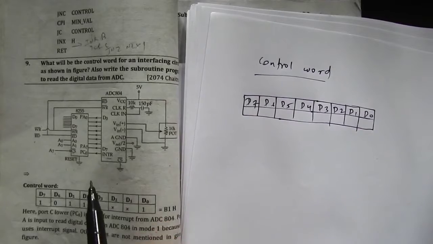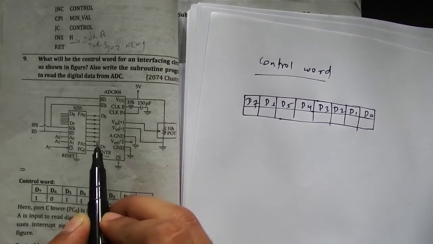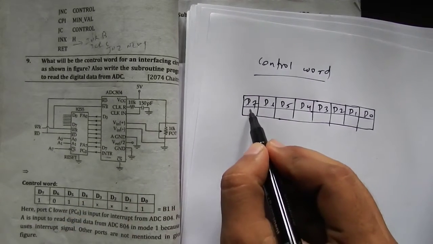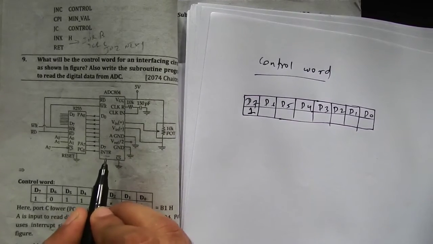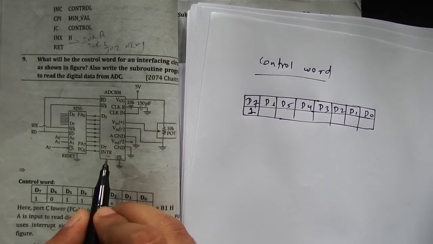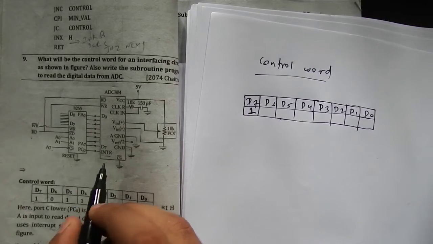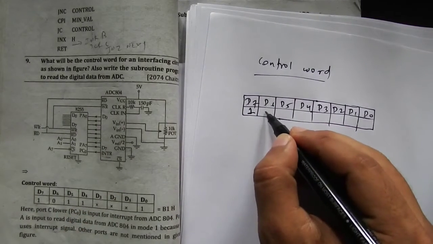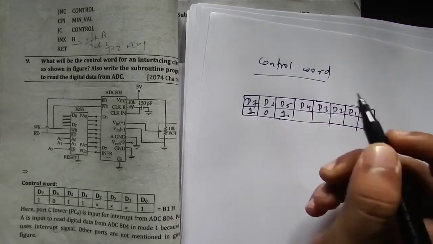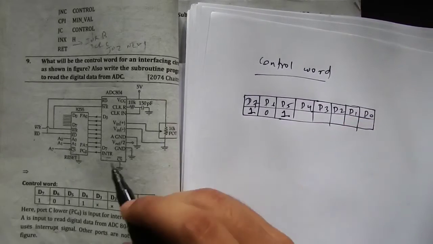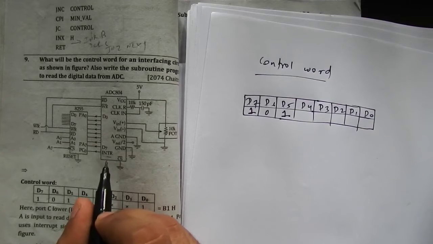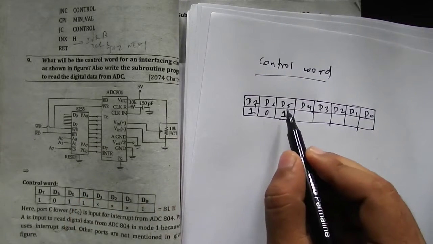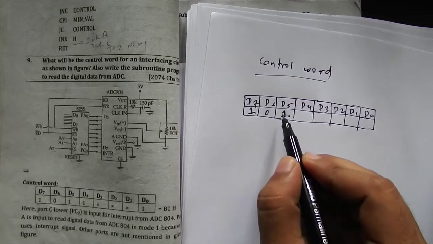Now since this is input output mode, D7 will always be 1, and we are using interrupt signal, so the mode of port A will be 1, therefore D6 and D5 will be 0 1. And again, if you are using SOC and EOC signal, then the mode of port A will be 0, and in that case D6 and D5 will be 0 0.